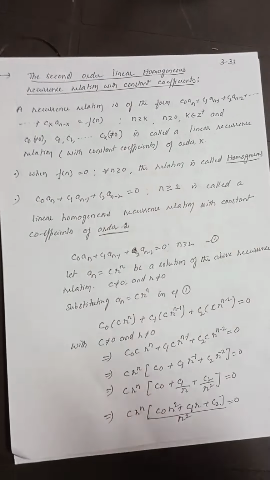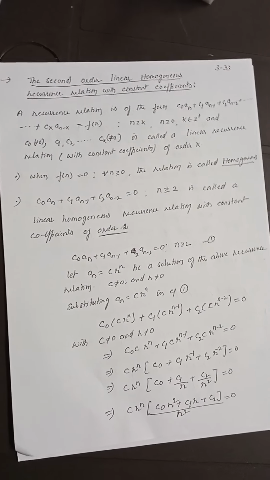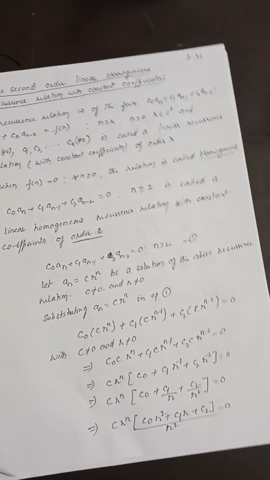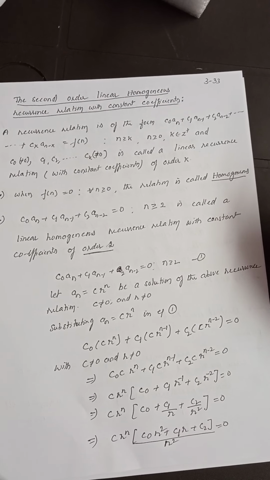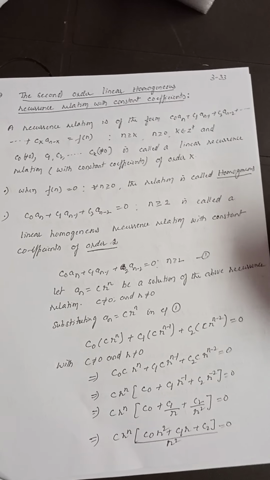c0 and ck are not equal to 0. Then the recurrence relation is said to be a linear recurrence relation of order k. And if these coefficients are constants, then that is said to be a linear recurrence relation with constant coefficients.